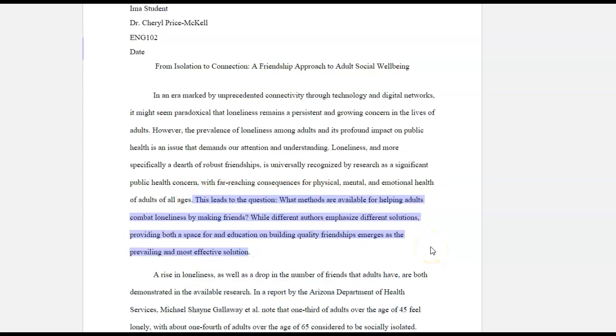So this leads to the question, this was his research question, what methods are available for helping adults combat loneliness by making friends? While different authors emphasize different solutions, providing both a space for and education on building quality friendships emerges as the prevailing and most effective solution. So do you see here, he is placing the whole burden of this thesis on the different authors. Right? It's not his thesis. It's what the problem looks like based on what they have to say.